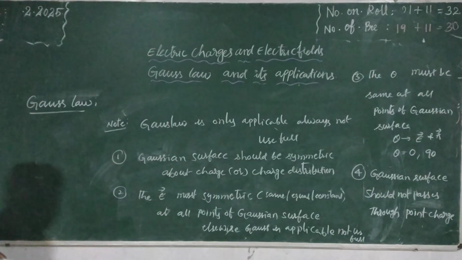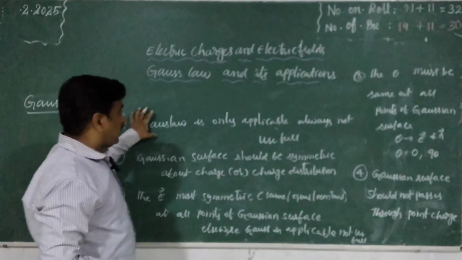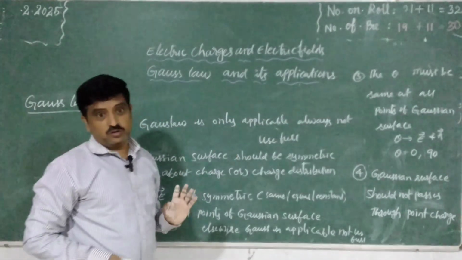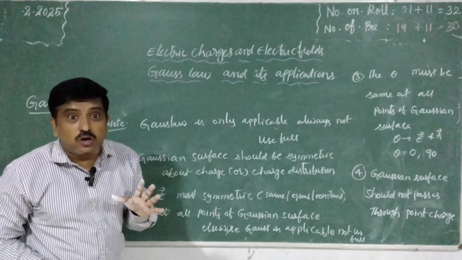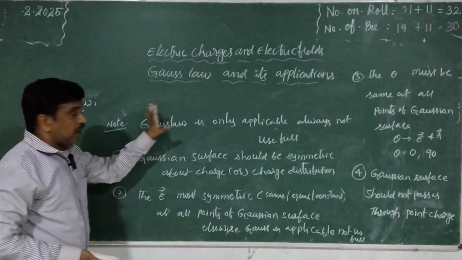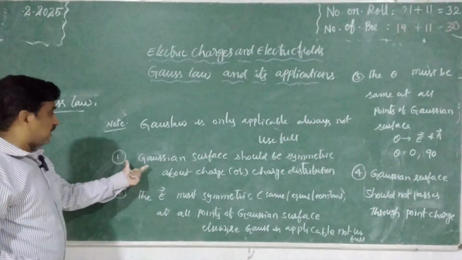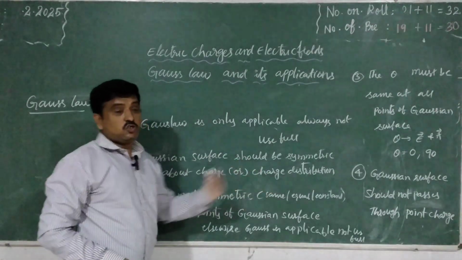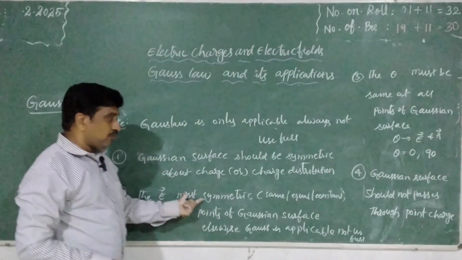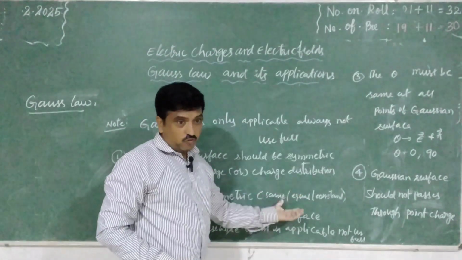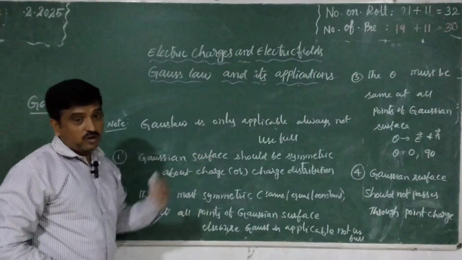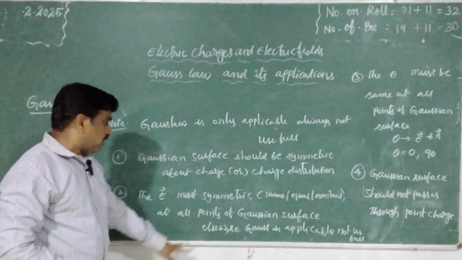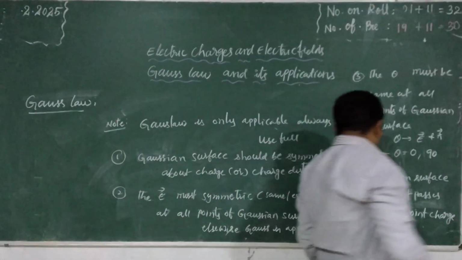So what is the note now? Gauss law is only applicable in particular cases, not always useful. So that's why it is applicable, not useful. The Gaussian surface should be symmetric about charge or charge distribution. The electric field must be symmetric, meaning same, equal, constant at all points of the Gaussian surface. On the Gaussian surface, every point's electric field is the same. Otherwise Gauss law is applicable, not useful.